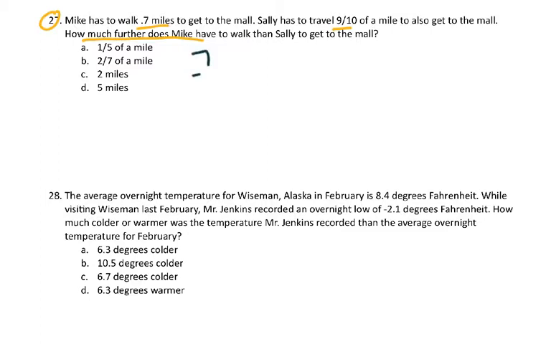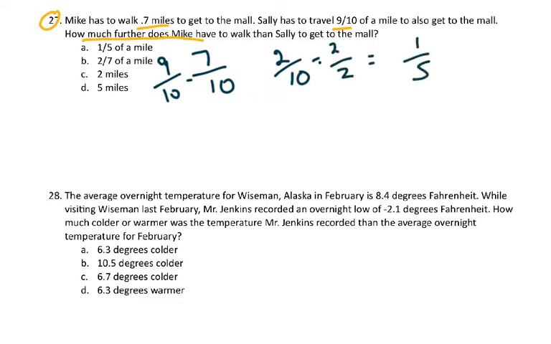So one way you could do this is to write 7/10. And you know that Sally went farther. She went 9/10. So you can do 9/10 minus 7/10, and you have 2/10. I see that's not an answer choice. So before I do anything else, I'm going to double check to make sure my fraction is in simplest form. It's not. 2 can go into both of these. So I'm going to divide the whole thing by 2 over 2, and I'm going to get 1/5. So I can see that it's A.